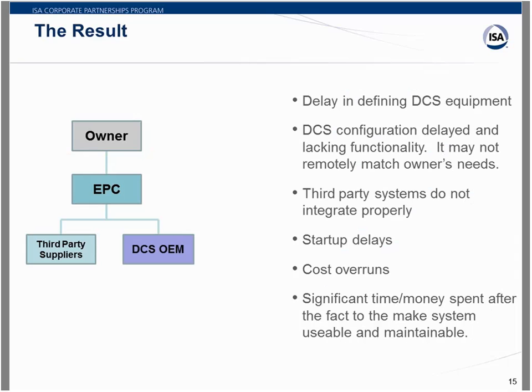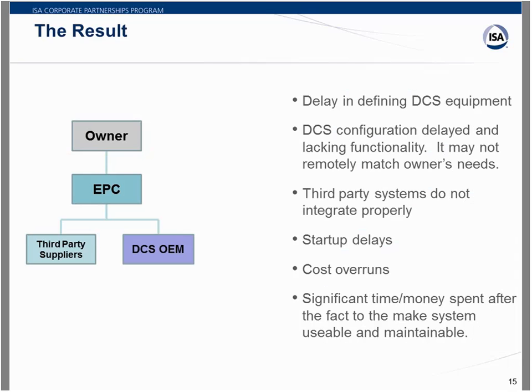Well, you're going to get delays in buying the DCS equipment. The controls guy, because he doesn't know exactly what to buy, so there's a lot of back and forth trying to figure out what you need. It may or may not be what you need. The configuration is usually delayed. It lacks the functionality because the DCS vendor just did the best he could. It may not even remotely match what the owner actually wanted, but given the lack of information, the vendor did the best he could do.